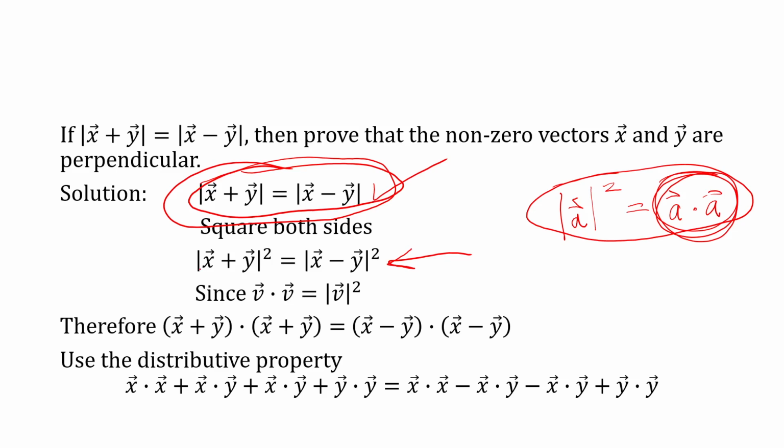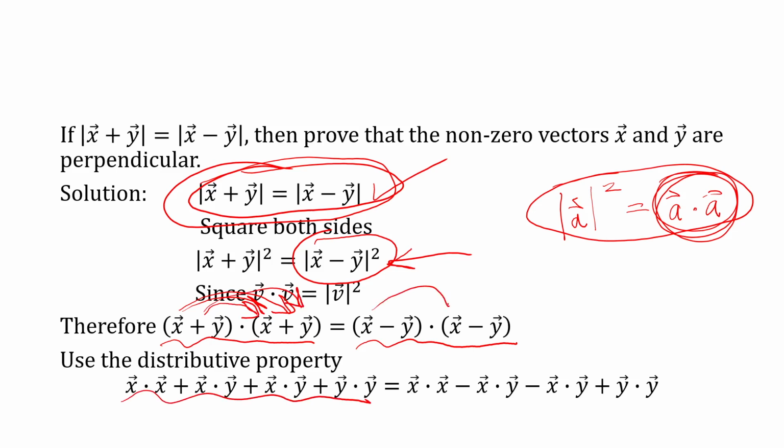We'll say that the magnitude of x plus y squared is equal to x plus y dot x plus y, and that the magnitude of x minus y quantity squared is x minus y dot x minus y. We'll then distribute: x dot x plus x dot y plus y dot x, which is the same as x dot y, plus y dot y. We'll get this here. And then on the other side, we'll have x dot x minus x dot y minus x dot y plus y dot y. And we'll get this right here.